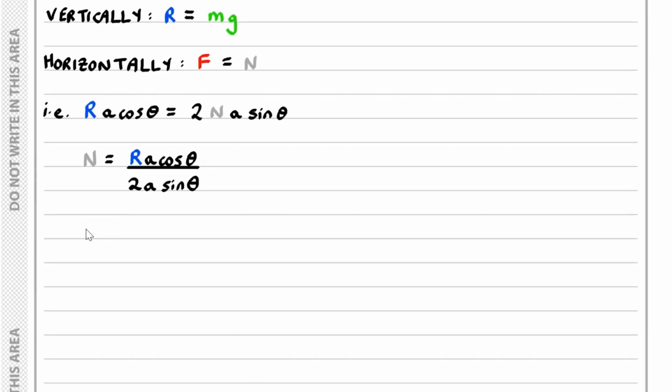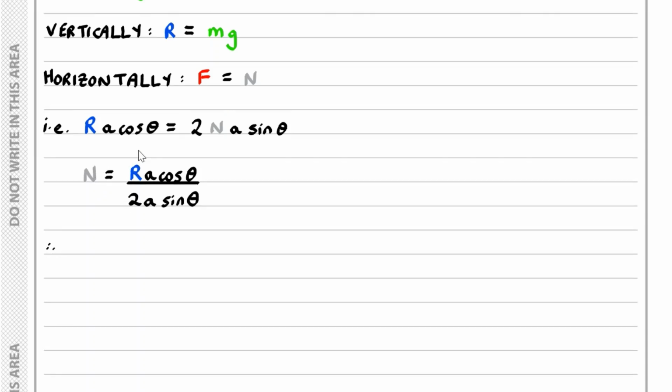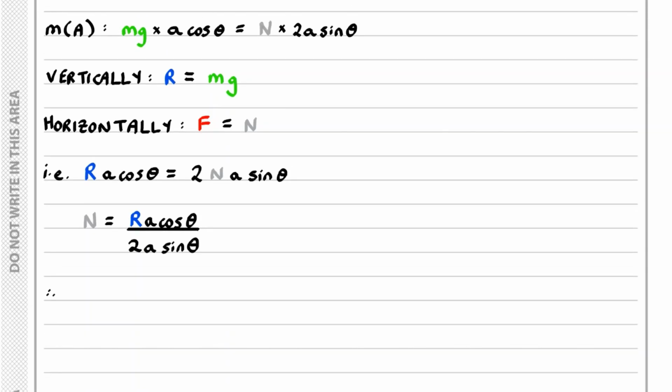And so therefore, recognizing that N is equal to F, we can therefore conclude F is equal to 1/2 multiplied by R multiplied by cot theta. Cos theta over sin theta is cot theta.